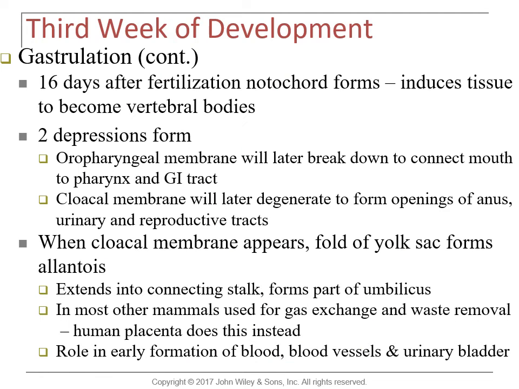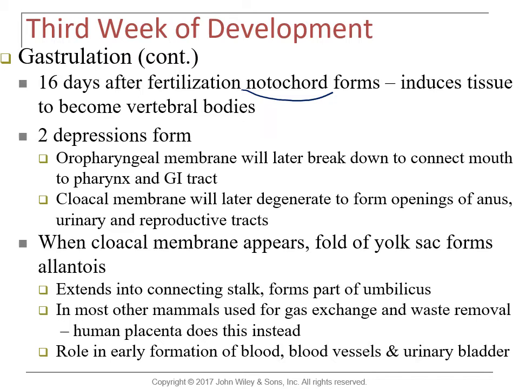About 16 days after fertilization, mesodermal cells from the primitive node migrate toward the head end of the embryo and form a hollow tube of cells in the midline called the notochordal process. By days 22 to 24, this notochordal process becomes a solid cylinder of cells called the notochord. So here we have the notochord. The notochord induces certain mesodermal cells to develop into the vertebral bodies. It also forms the nucleus pulposus of the intervertebral discs.